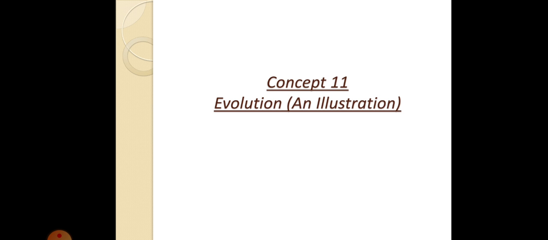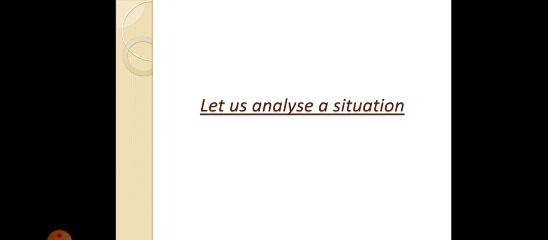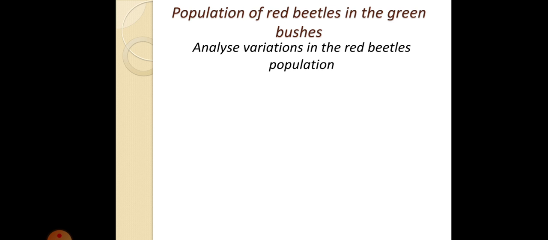Today we are going to start evolution, the second part of this chapter. We are going to understand evolution using an illustration. Let us analyze the situation first. Here we are going to analyze variation in a red beetle population.